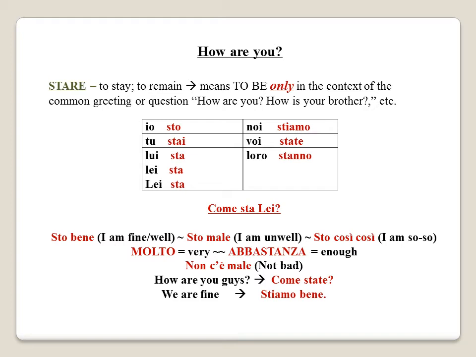You can also respond with non c'è male, which means not bad. This latter phrase is an entire statement in and of itself and does not require the inclusion of sto. Practice using the other subject pronouns. How would you say, how are you guys? That would be come state, state being the voi or you plural form of the verb. And if the question is addressed to you plural, the answer would be we are fine, stiamo bene, or male, as the case may be.